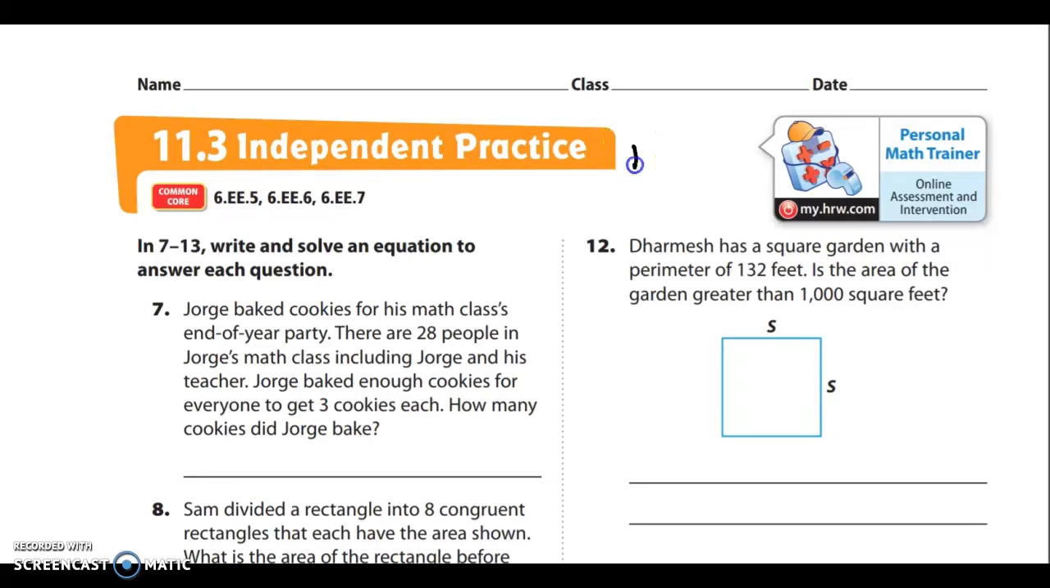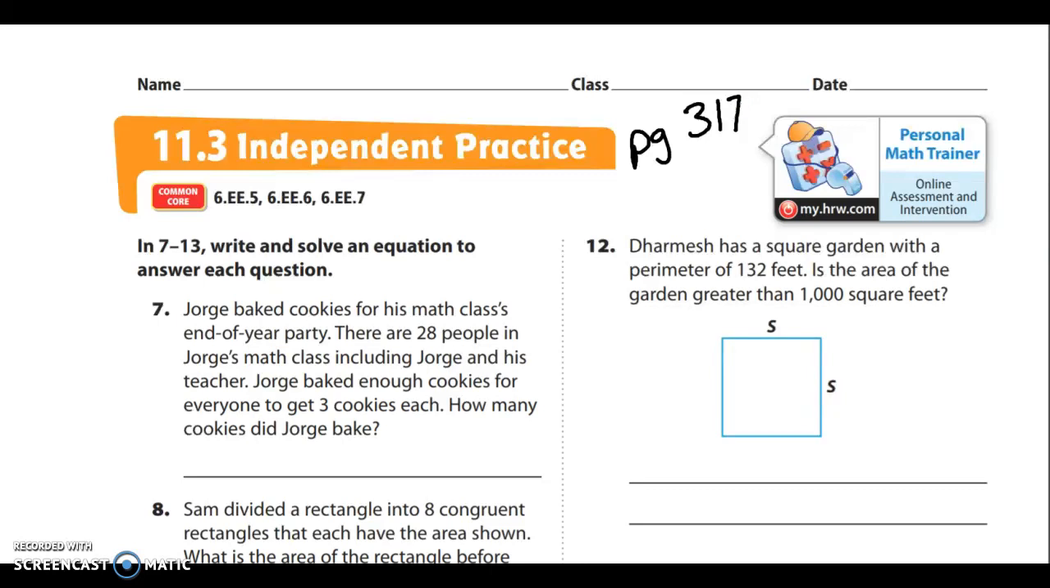This is page 317. This is the independent practice for lesson 11.3. You're welcome to use this video to try these problems and then check your answers, or you can use this video to help you set up the problems.